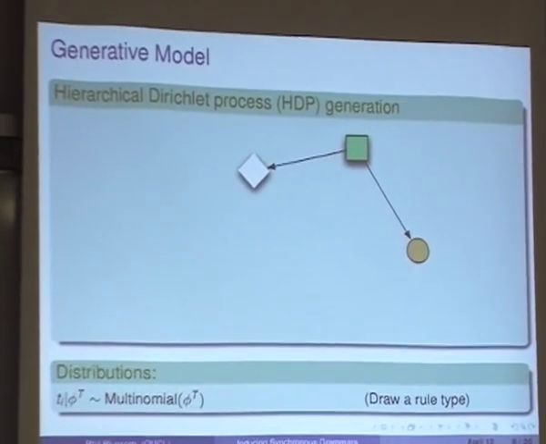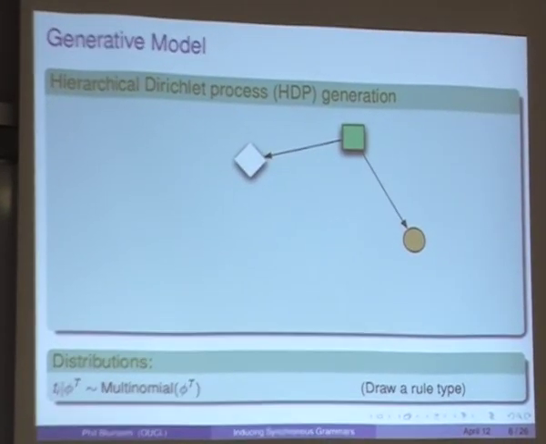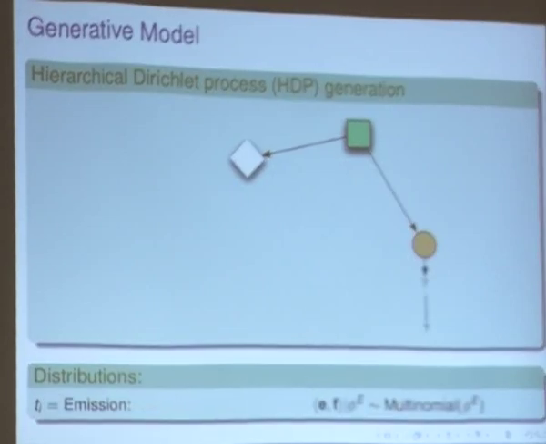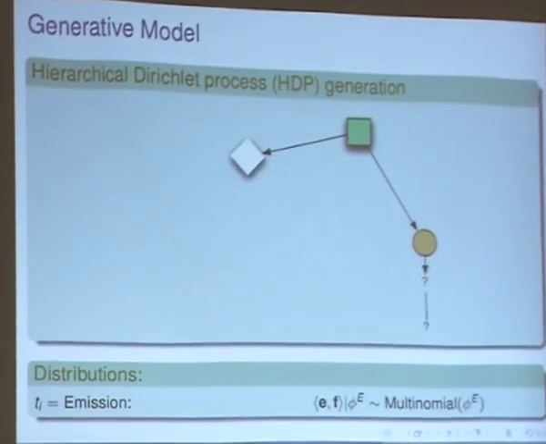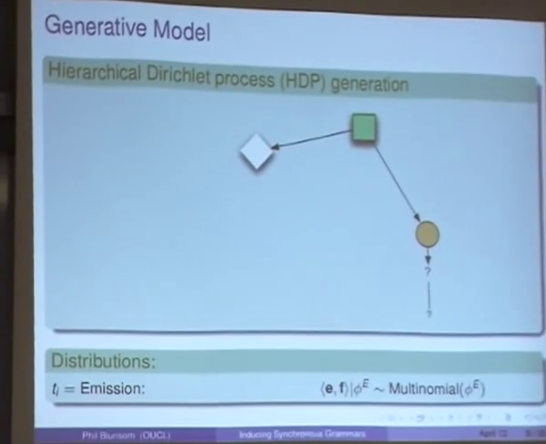So now we choose the type again for the child, and we choose a circle, which means that's going to be an emission. Then we choose what the actual emission will be, what the actual terminals will be. In this case, we've got a Chinese question mark translating as an English question mark. That's not a very exciting rule.